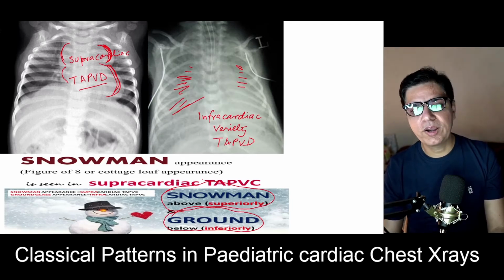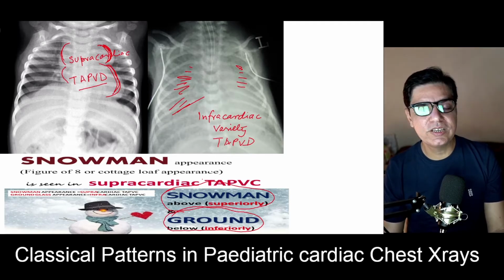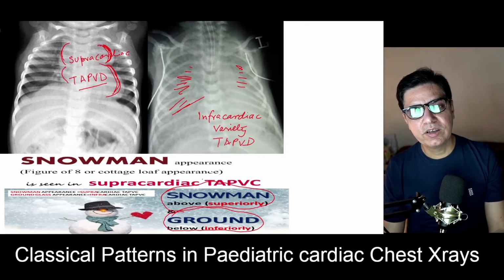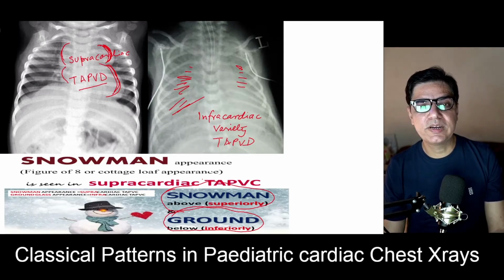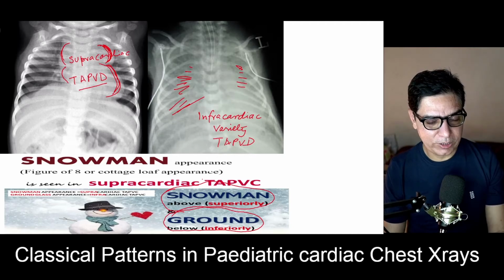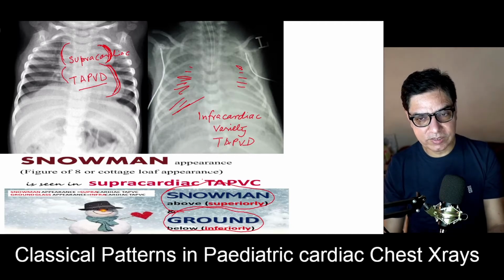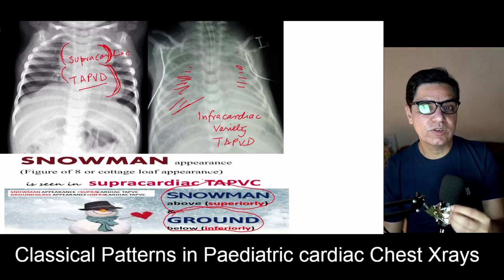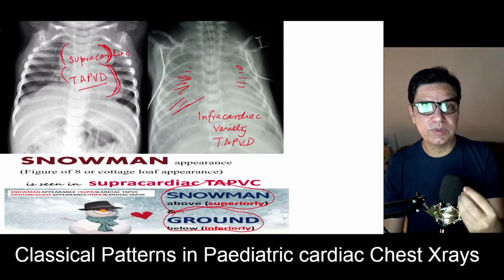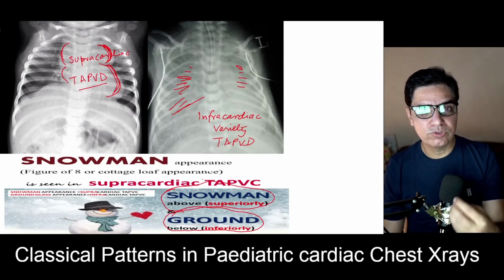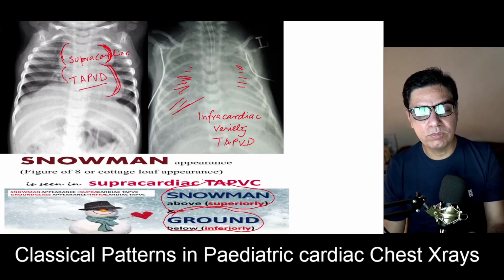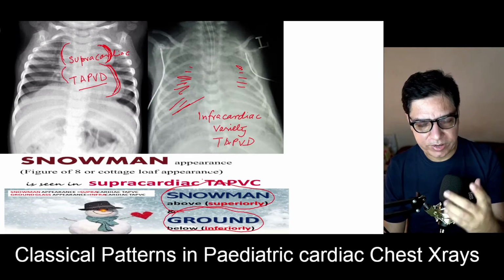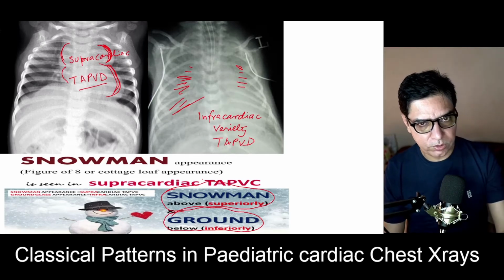But do not forget that the most common cause of the ground glass appearance in a premature neonate with respiratory distress is obviously neonatal respiratory distress syndrome, which is caused by deficiency of surfactant. So you should keep that in mind. But otherwise, if somebody asks you what is the next common cause of ground glass appearance in a cyanotic child who's not improving on oxygen, you should say the infracardiac variety of total anomalous pulmonary venous drainage. I hope you have understood that. Let's move on to the next X-ray.